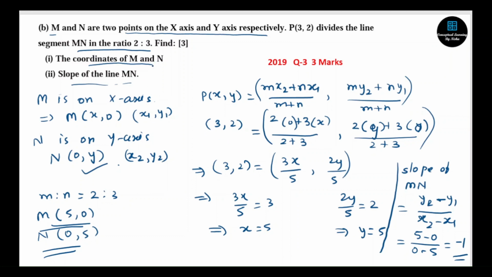So I got all the answers here. So coordinates of M and N we found, and slope is also found, -1. Alright, write your answer in the proper manner. Alright, perfect.